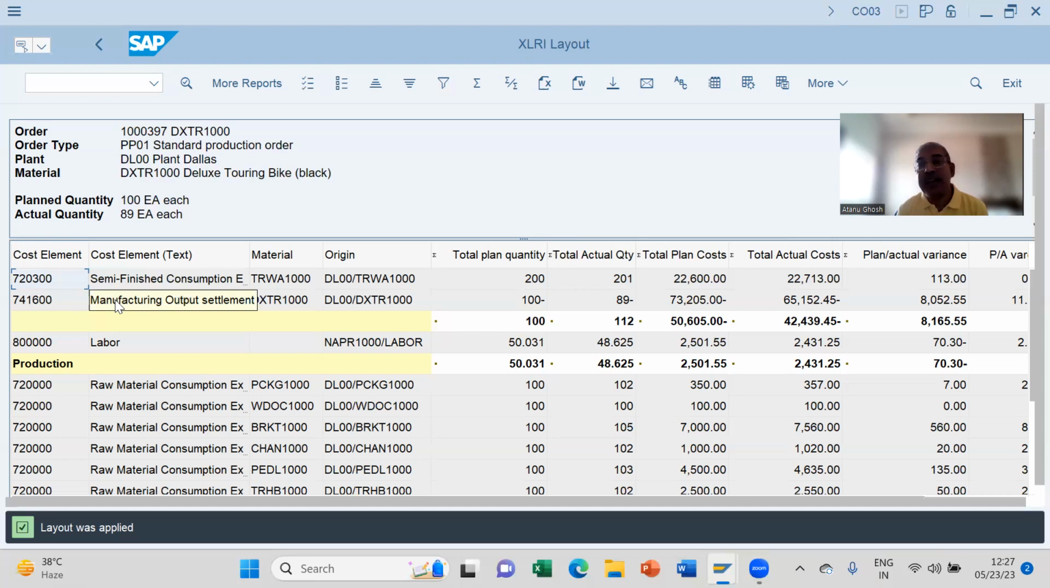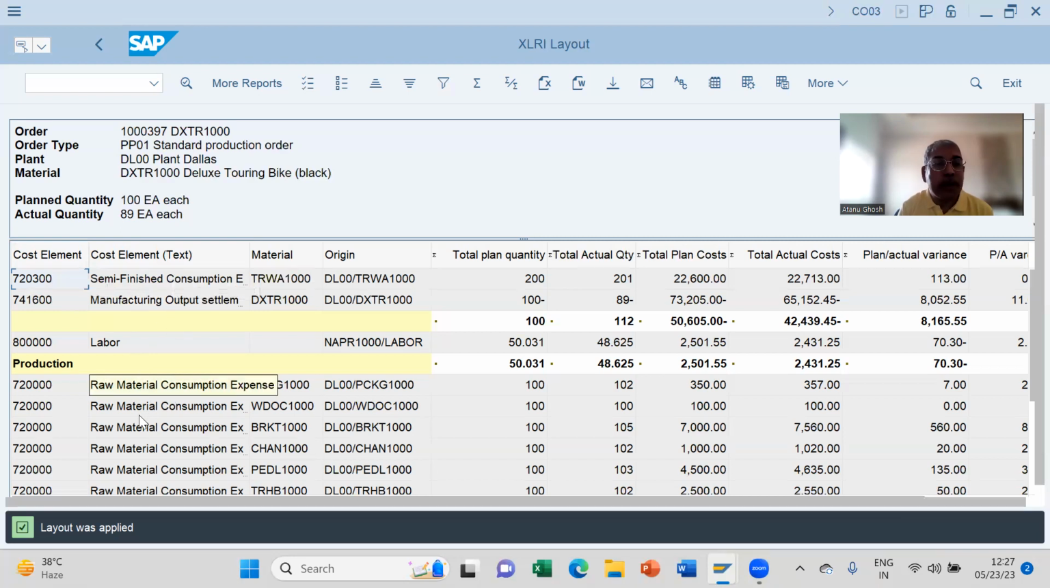That's why you have a kind of a dummy account, which doesn't exactly have any meaning, but is there just to balance the debit and credit. The real expenses are booked in your profit and loss. So this is the manufacturing output settlement. Okay. So this is how the accounts are treated.